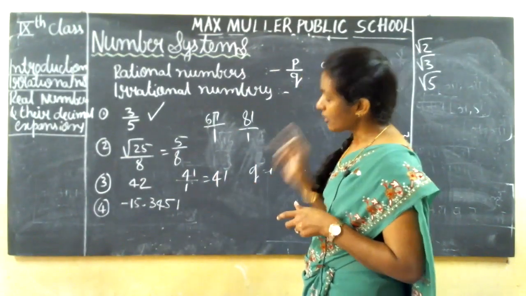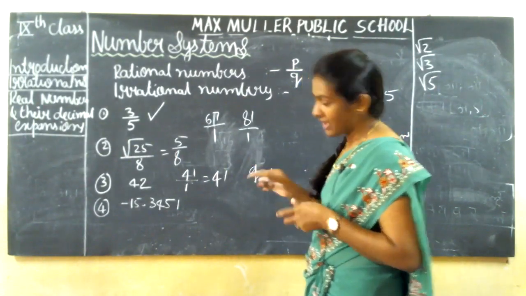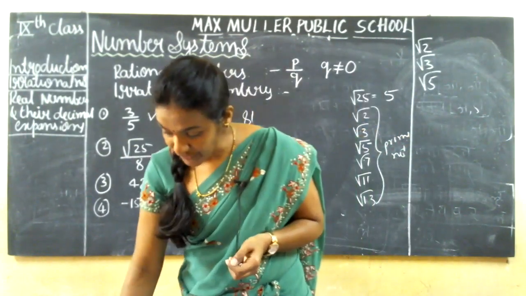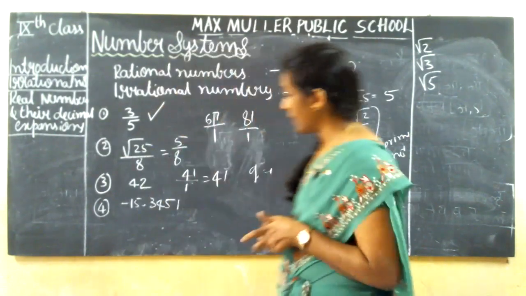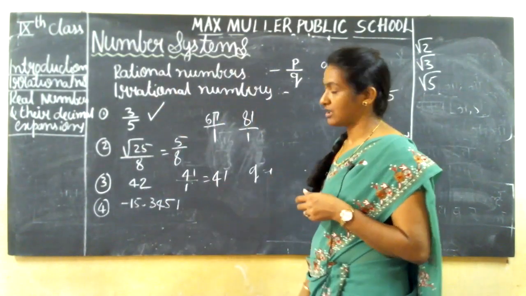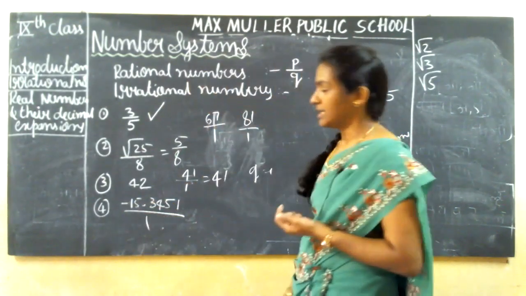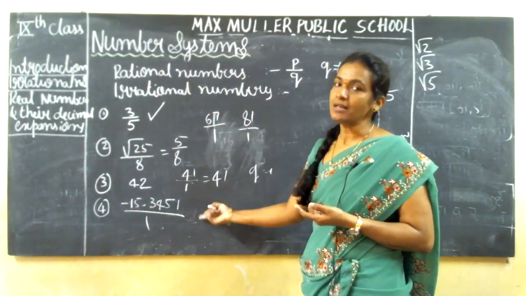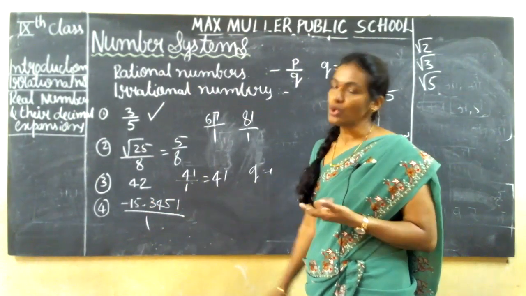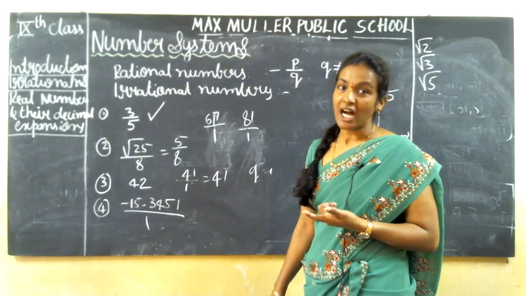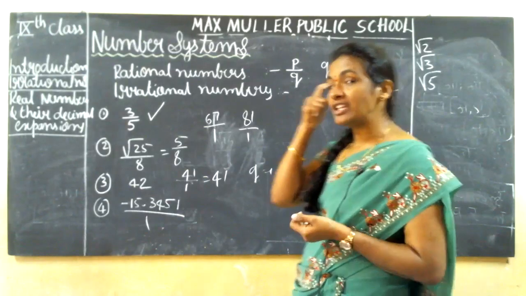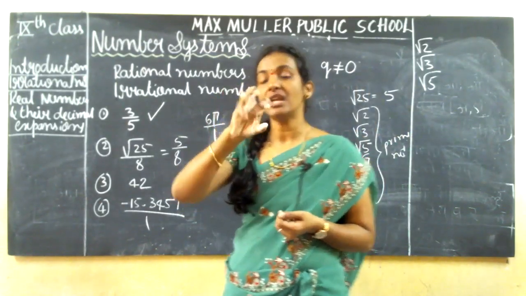Minus 15.3451. Whether it is rational or irrational? Yes, it is the same here also. You can take 1 in the denominator place. Again it is a rational number because q is not equal to 0. Understood? This much you have to keep in your mind whenever you get a rational or irrational number.